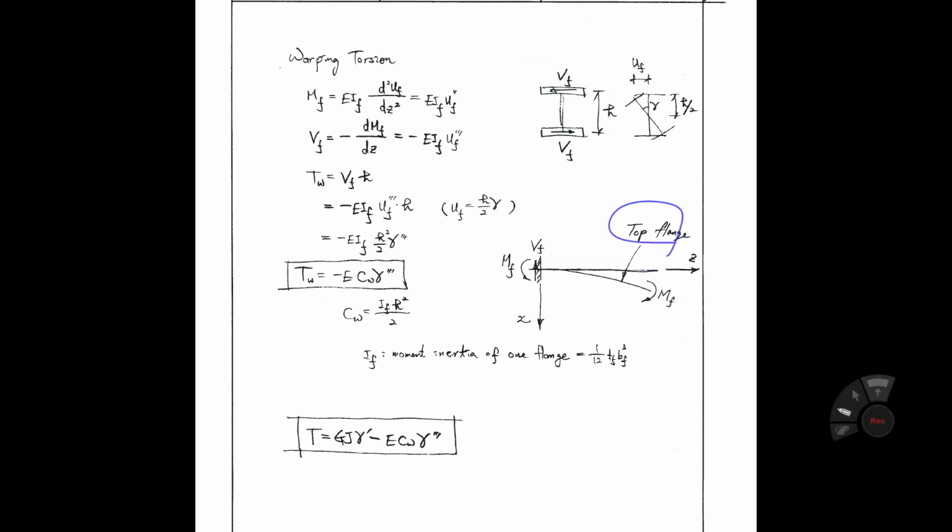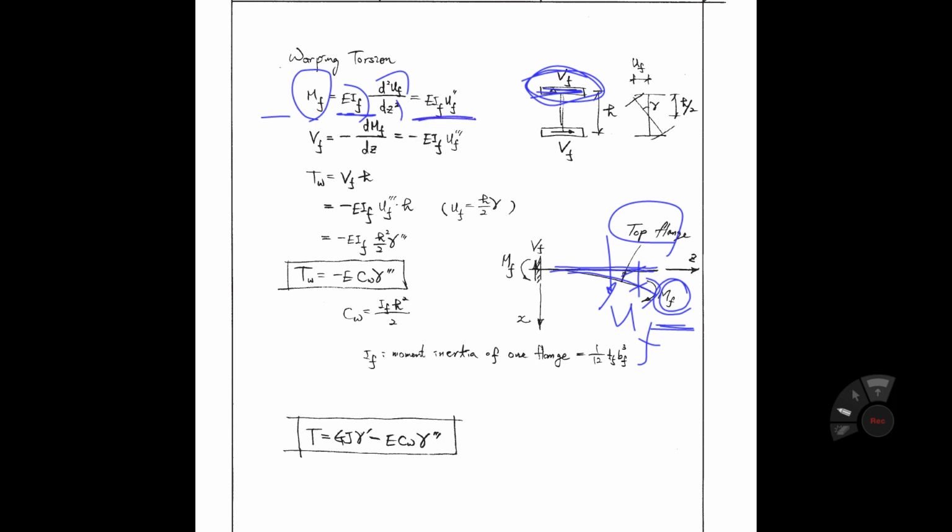You can consider this MF, flange moment. It causes some deformation, this downward. Let's consider this flange moment applied here. So MF equals EIF, the bending stiffness, times d squared UF over dz squared. d squared in this direction, and then dz. UF is this one. You have a moment curvature relationship like that. MF equals EIF regarding the flange. So MF equals EIF d squared UF dz squared. It results in EIF UF double prime.